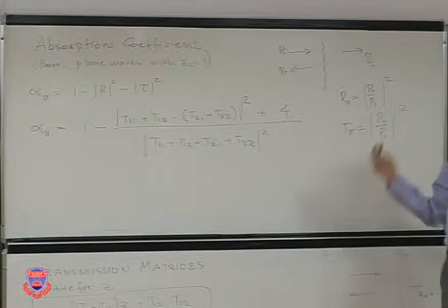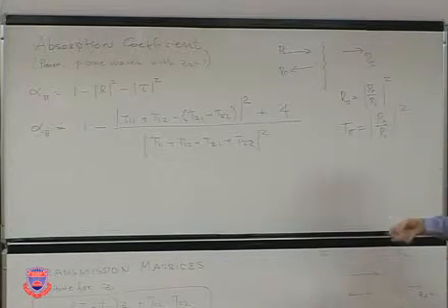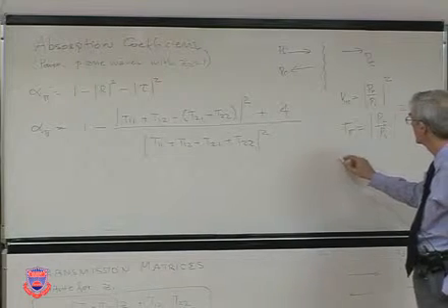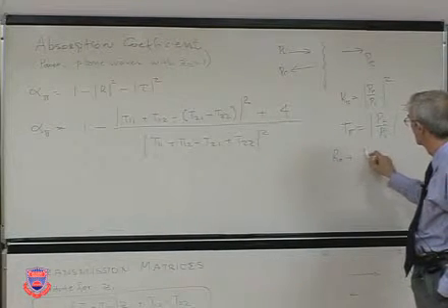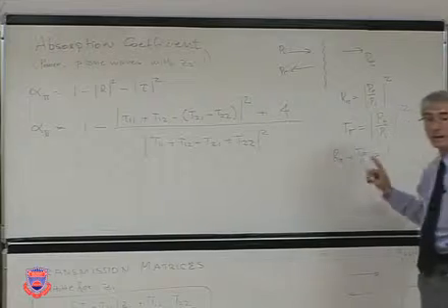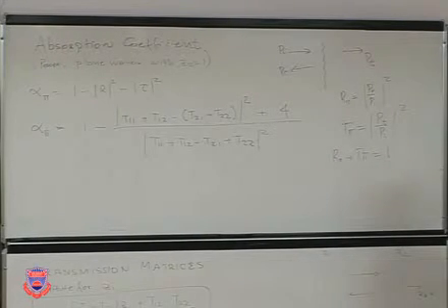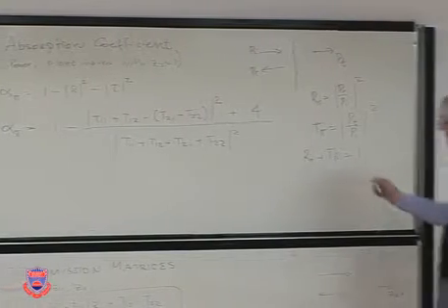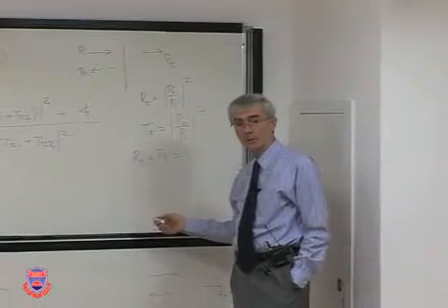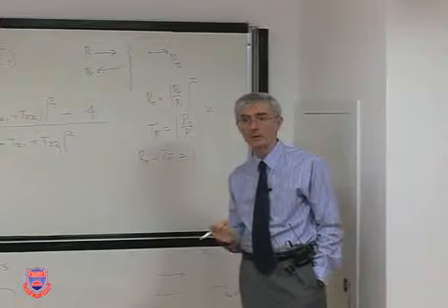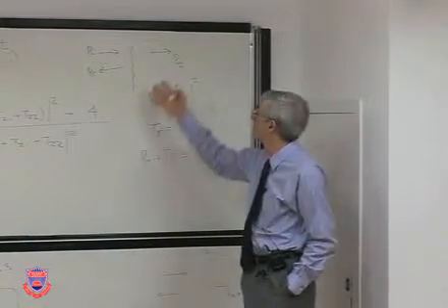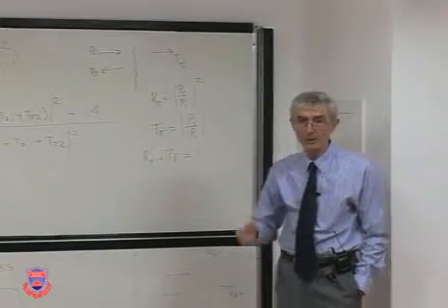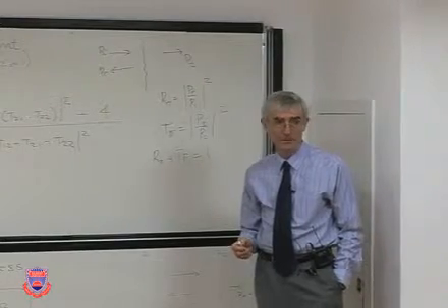Now, if energy were conserved, they would add up to 1. But if energy is not conserved, meaning there's absorption, the difference will be the absorbed amount, sound absorbed by the wall, for example. Make sense?